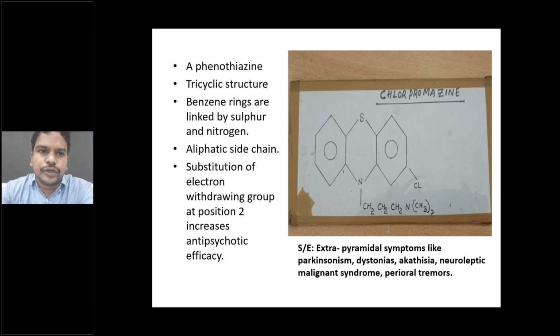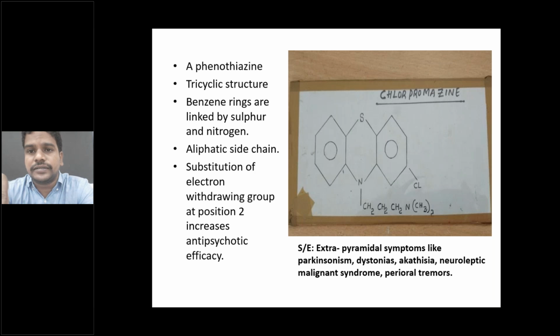This is about the chlorpromazine tricyclic structure. Benzene rings are linked by sulfur and nitrogen. Aliphatic side chain. Substitution of an electron withdrawing group at position 2 increases the antipsychotic efficacy. Chlorpromazine is a tricyclic structure. Coming to side effects of chlorpromazine.